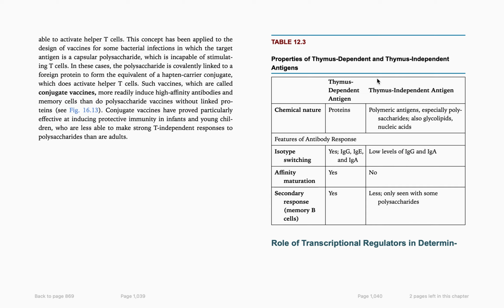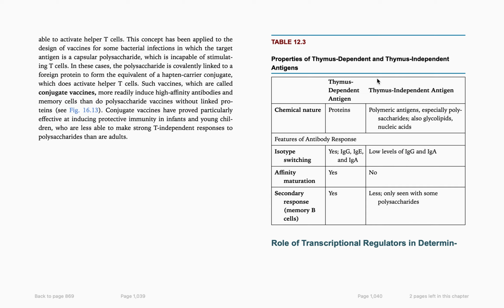So, properties of thymus-dependent and thymus-independent antigens. Thymus-dependent antigens are mostly proteins, while thymus-independent antigens are polymeric, especially polysaccharides, also glycolipids and nucleic acids. When you speak of features of antibody response, isotype switching for thymus-dependent is yes, and for thymus-independent, low level, IgG to IgA. Affinity maturation is yes, very high, but for thymus-independent, no. Secondary response memory, yes for thymus-dependent, but no or less for thymus-independent, only with conjugated polysaccharide.